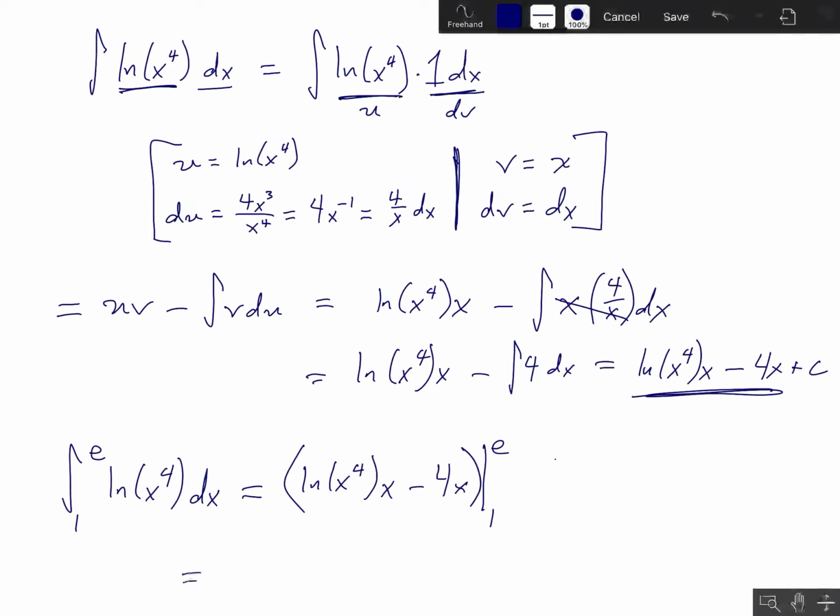For this evaluation step, we'll plug the top bound into this entire antiderivative. So that would be ln of e to the fourth times e minus 4e. That's what I get if I just plug in e's everywhere for x, minus the evaluation at the other endpoint, so minus what we get when we plug in 1. So that would be ln of 1 to the fourth times 1 minus 4 times 1.